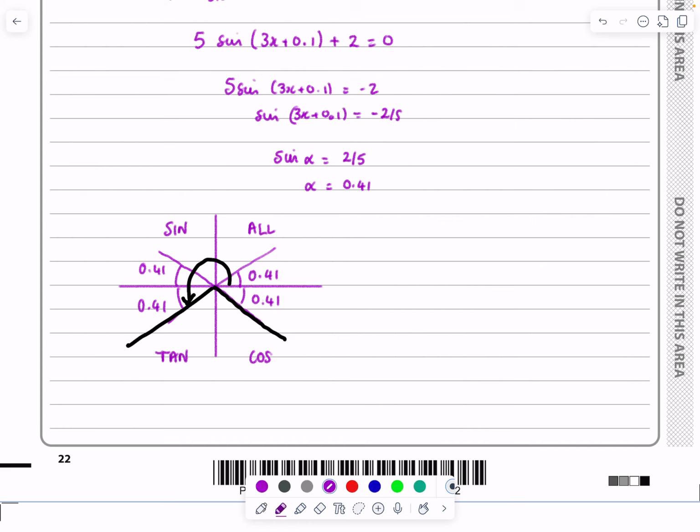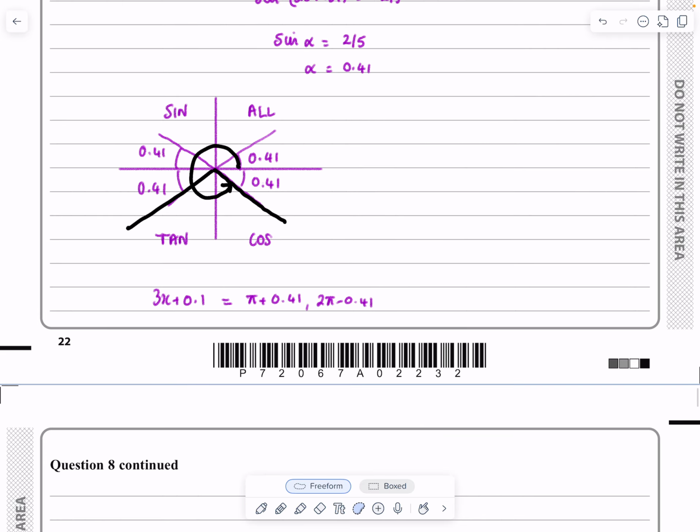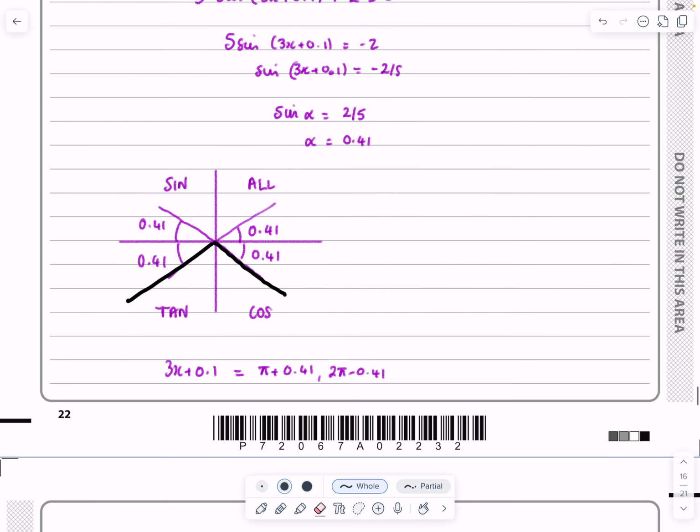So my 3x + 0.1, I'm not even looking at alpha now, is going to be equal to π + 0.41. The other angle is this one all the way around there, which is 2π − 0.41. So those are two of my possibilities. Let's move this over a bit, because I'm going to need more values. It's those two answers, or anywhere else that fits into the range.